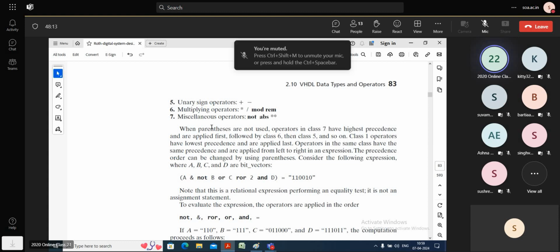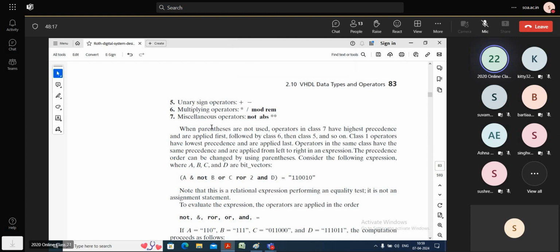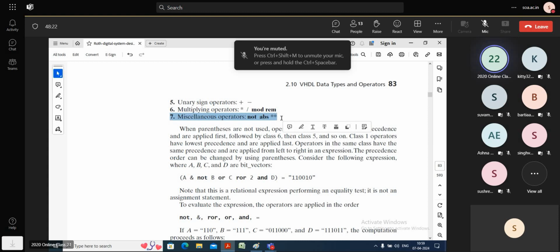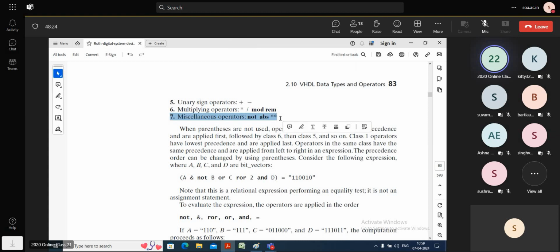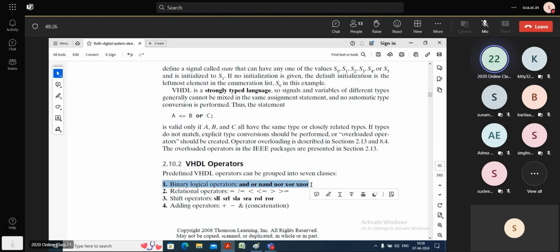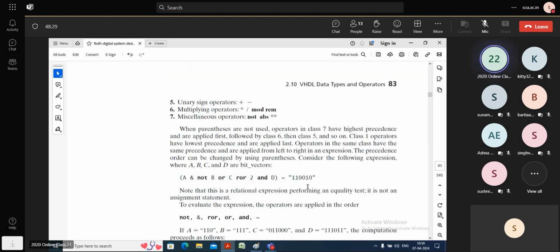As we discussed, these are all operators from class 1 to class 7. Class 7 has the highest precedence and class 1 has the least precedence. Whenever there is an expression, we see the precedence of these operators and evaluate accordingly. Class 7 is applied first, followed by class 6, 5, and so on. Class 1 has the lowest precedence.